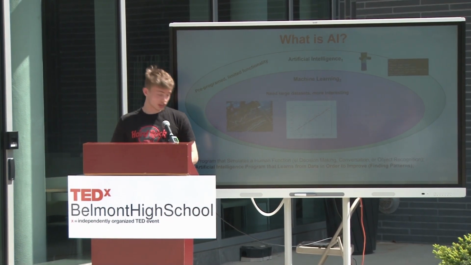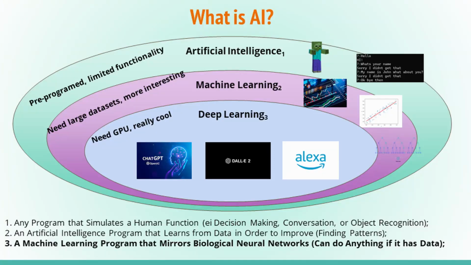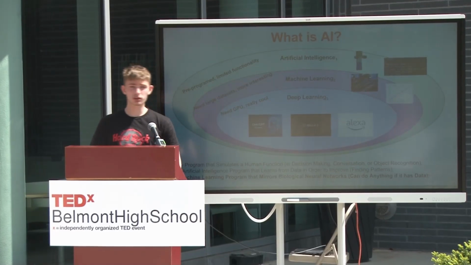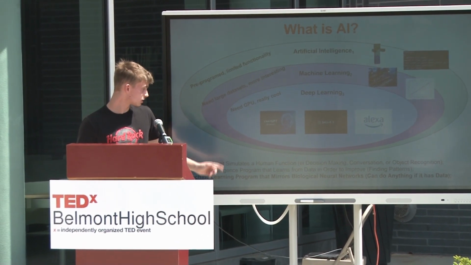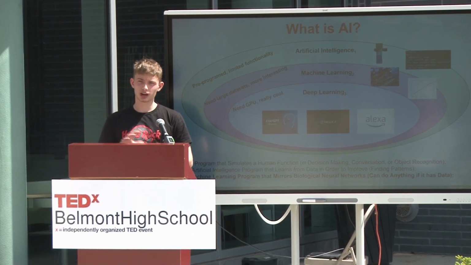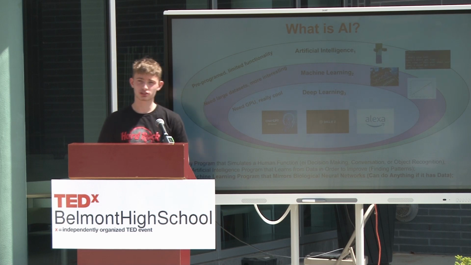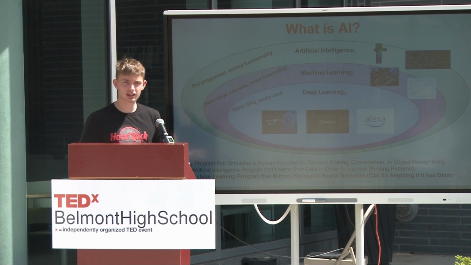So, within this subset, there's another subset called deep learning. Now, this is all the cool stuff that you've heard of. ChatGPT, DALL-E 2, which is image generation, and Alexa use deep learning. Now, what this is, it's a machine learning program that mirrors biological neurons. So what it's doing is just recreating a brain.